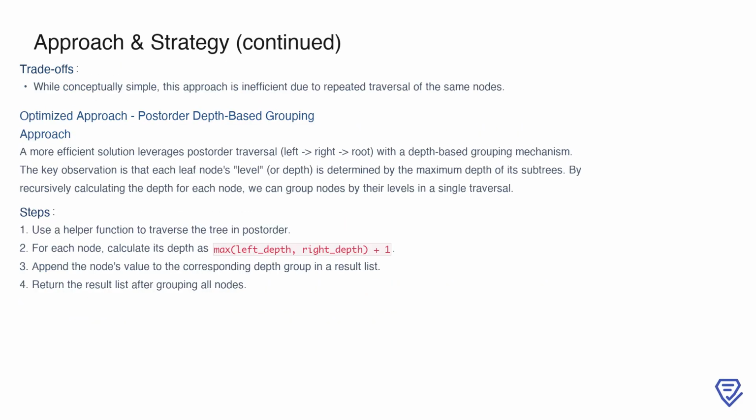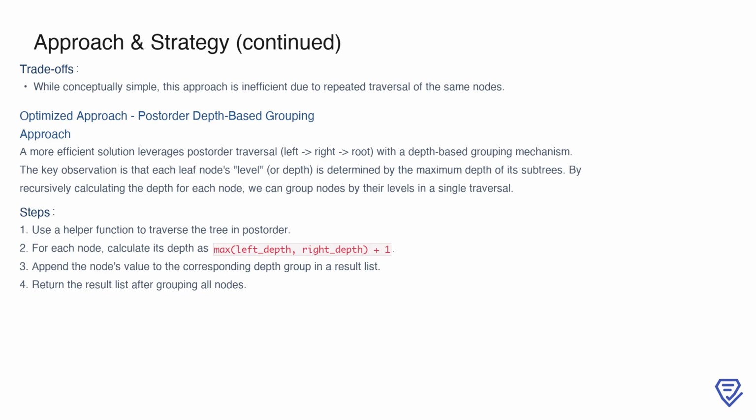Now, let's explore a more efficient approach that leverages post-order traversal and depth-based grouping. The key idea here is to calculate the depth of each node as we traverse the tree. Using post-order traversal, where we process the left subtree, then the right subtree, and finally the root, we can determine each node's depth based on the maximum depth of its left and right subtrees, plus 1. This depth uniquely identifies the round in which a node will be removed.